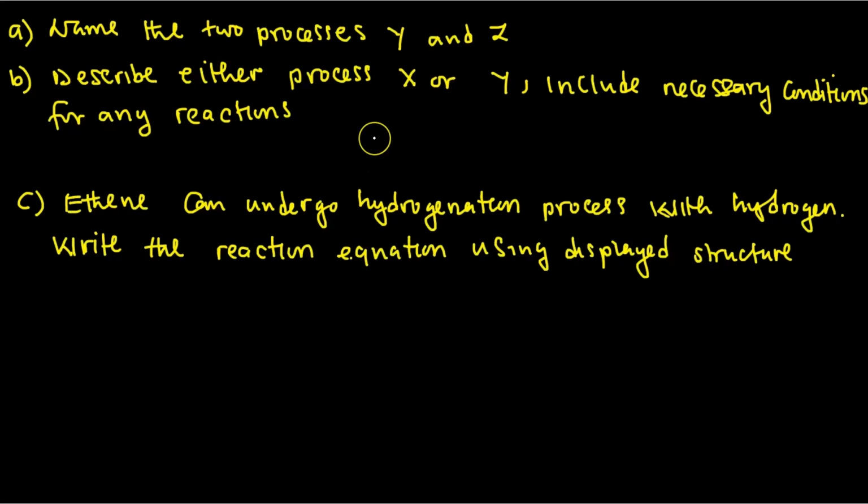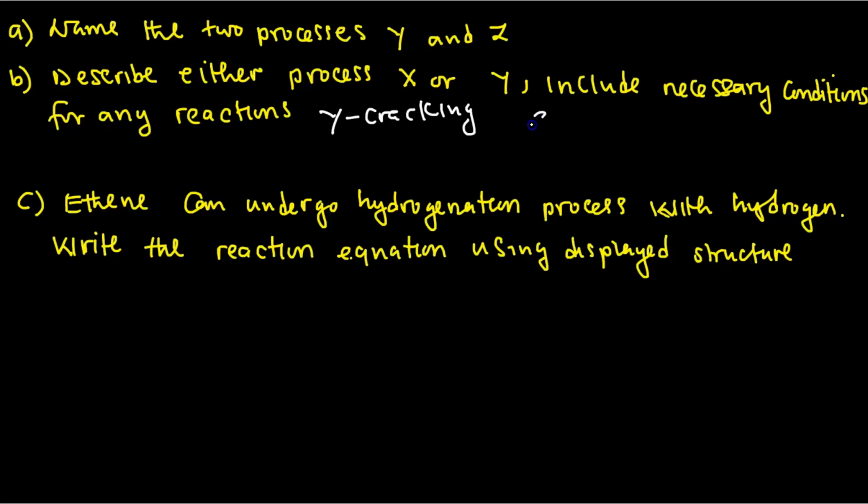Okay? So now, which one are we going to look at? We are going to look at both. Y we said is cracking, and you know that cracking is just a process of breaking down large, heavier, and complex molecules into smaller ones. Let us describe process Y first, which is cracking. Cracking is a breaking down of large and heavier complex molecules into smaller ones.